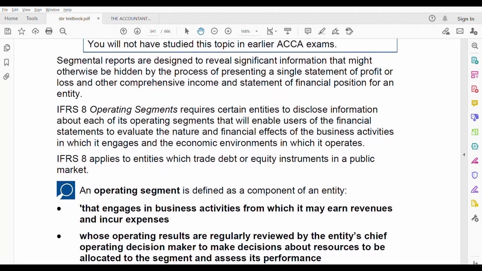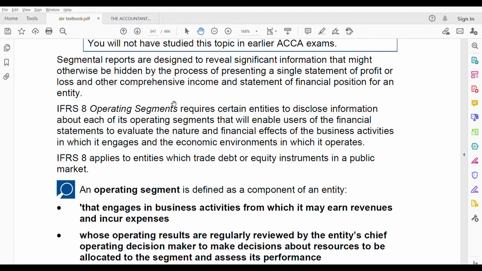So now let us see what is an operating segment. What is the definition of operating segment? Only certain entities are required to do that. Under SME, small and medium enterprise, they are not required to. For them, IFRS 8 is not there because they are not required to disclose segments. Segment reporting comes for big organizations. Certain entities are required to disclose information about each of their operating segments. That will enable users of the financial statements to evaluate the nature and the financial effects of the business activity. So IFRS 8 applies to entities which trade debt or equity instruments in a public market. Very big organizations.